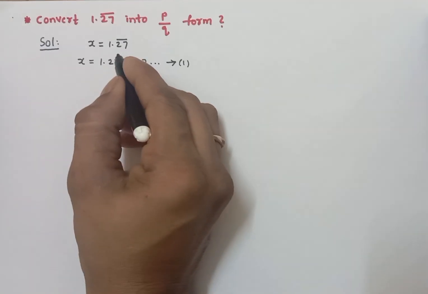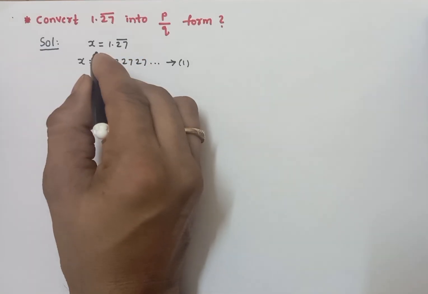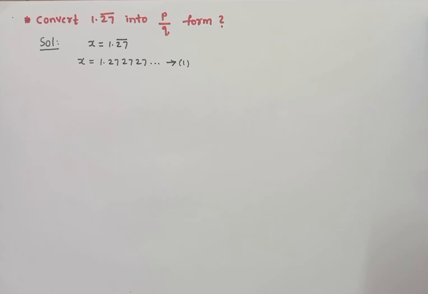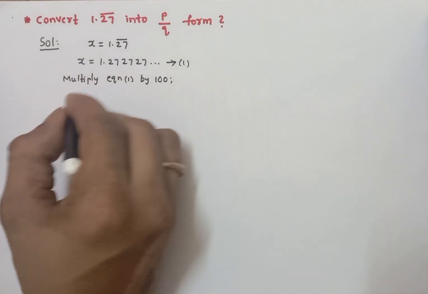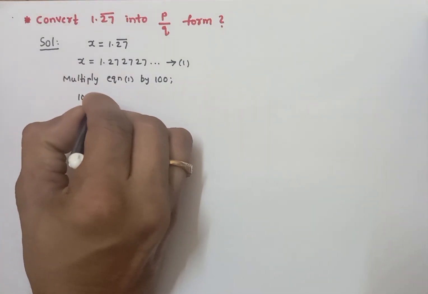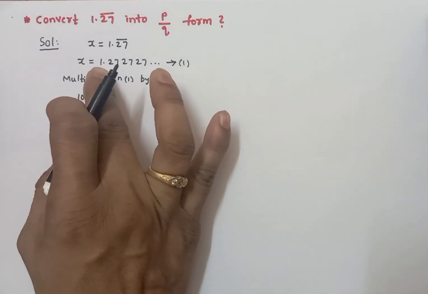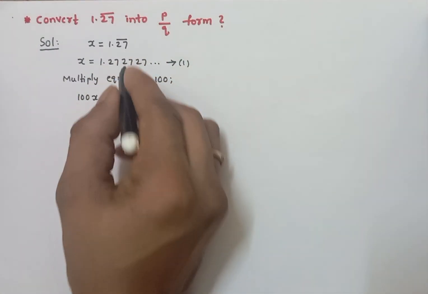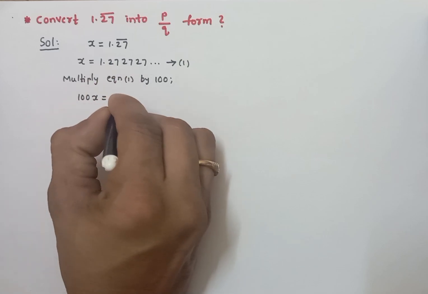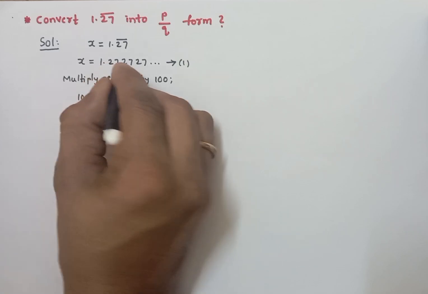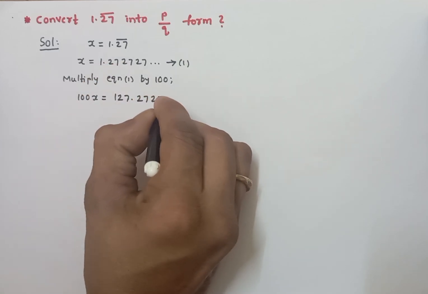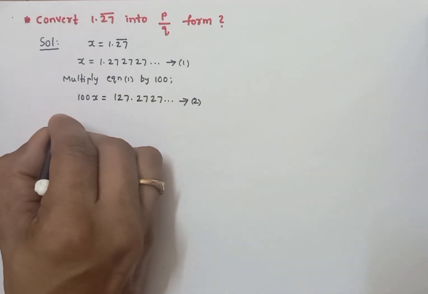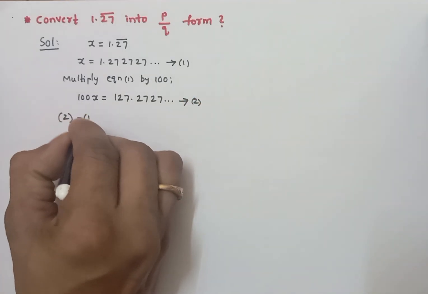Now since the bar is there for two digits, let's multiply this x with 100. So multiply equation 1 with 100. Whenever we do multiplication, the point will move to the right side. Since 100 has two zeros, the point moves two digits to the right, so 100x = 127.2727 and so on. This is equation 2.